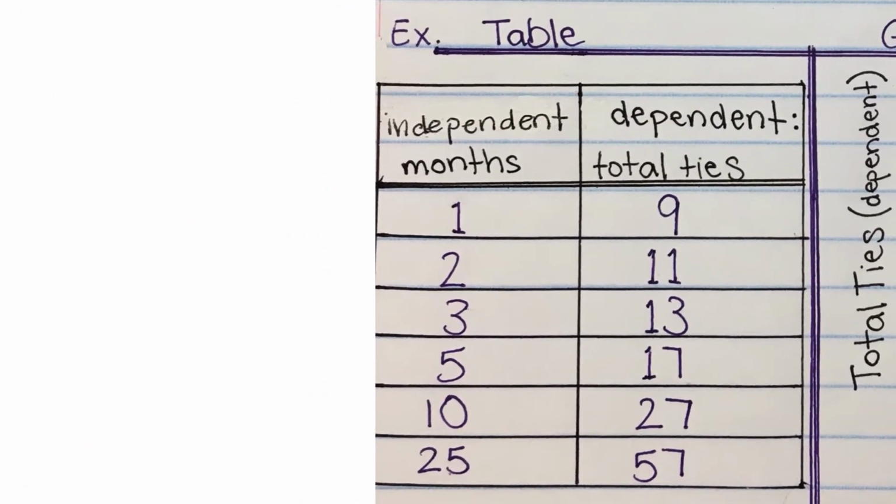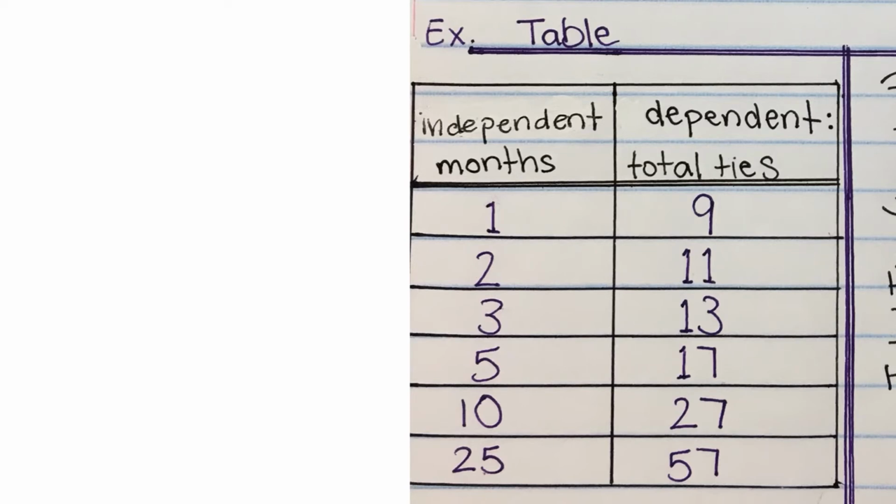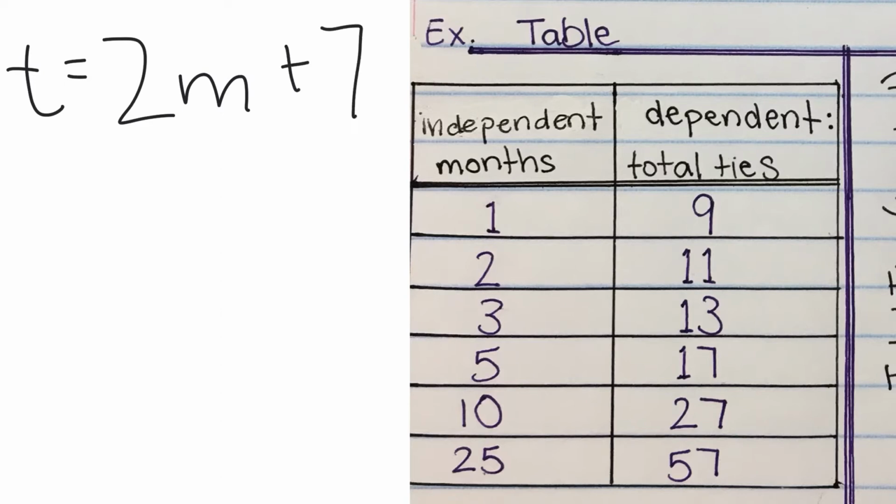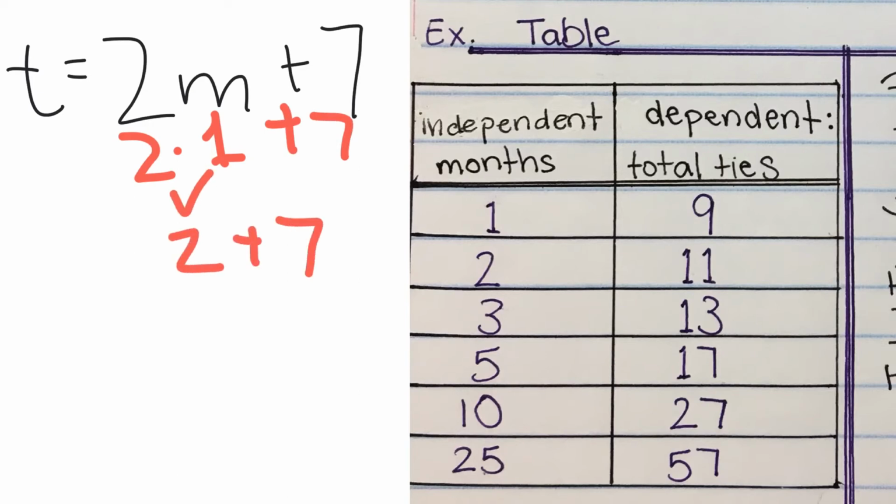So the table is the one here on the left side of your notes, and I'm going to rewrite the equation in case we forgot. Okay, we have the number of ties equals 2 times the number of months plus 7, because that's what he started with. Okay, so if we had, let's say, 1 month, that means 2 times 1 plus 7. So 2 times 1 is 2, 2 plus 7 is 9, so t would equal 9. And that's what we see here in our table. 1 month equals 9 total ties.